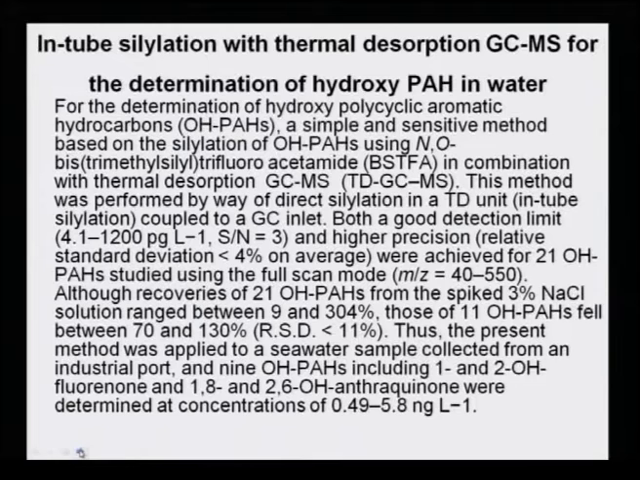Another very typical case that I have selected where GCMS has been used extensively is in-tube silylation with thermal desorption in the GCMS machine for the determination of hydroxy PAH in water. Now, what are PAH? PAH are polycyclic aromatic hydrocarbons. Now, they are very notorious compounds because they are persistent organic pollutants.